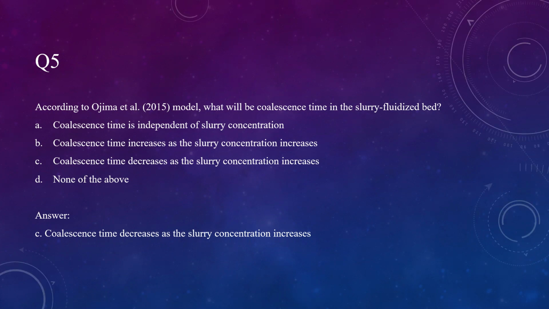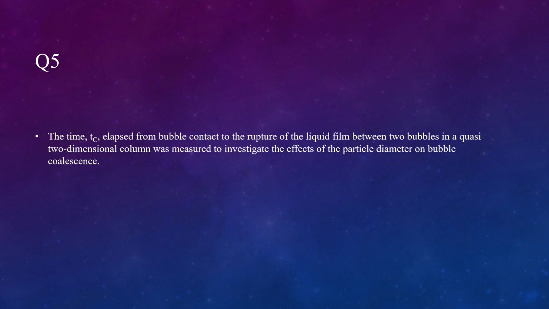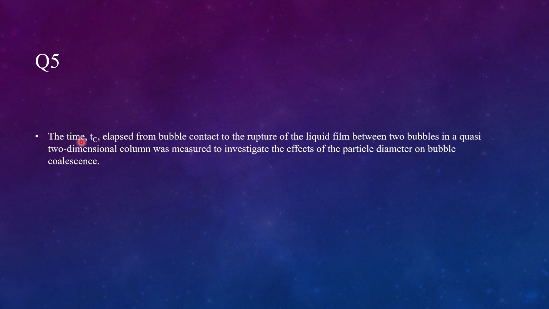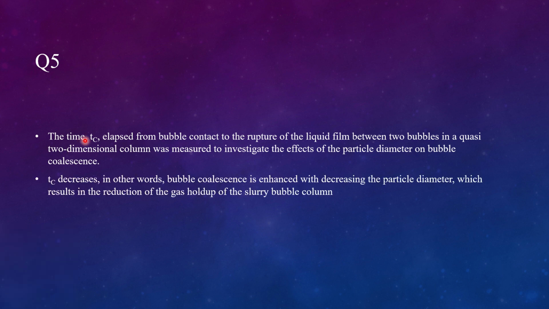For example, the time Tc elapsed from the bubble contact to the rupture of the liquid film between two bubbles in a quasi two-dimensional column was measured to investigate the effects of the particle diameter on bubble coalescence. This is the Ojima et al. model. Tc decreases, in other words, bubble coalescence is enhanced with decreasing particle diameter, which results in the reduction of gas holdup of the slurry bubble column.